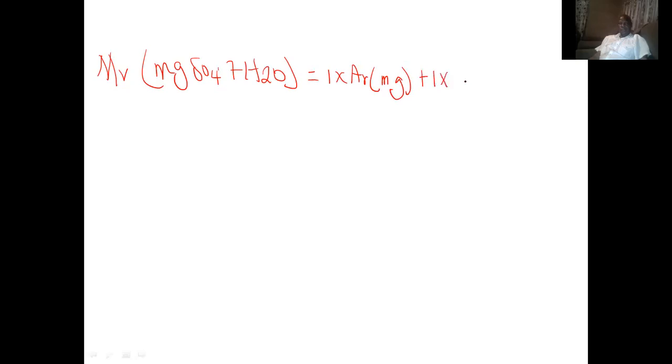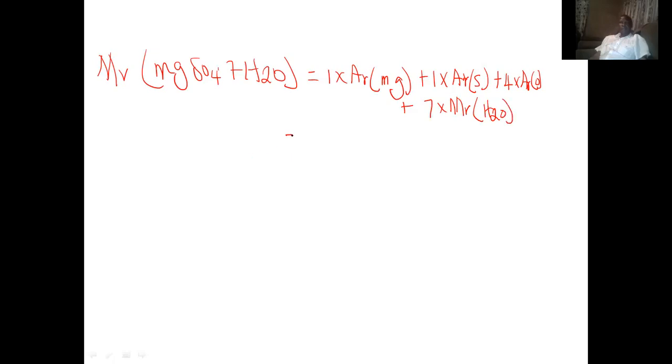So the relative mass of magnesium sulfate, which is hydrated, should be equal to 1 multiplied by the relative atomic mass for magnesium, plus 1 multiplied by the relative atomic mass for sulfur, plus 4 multiplied by the relative atomic mass for oxygen, plus 7 multiplied by the molecular mass for water, since water is actually a molecule.